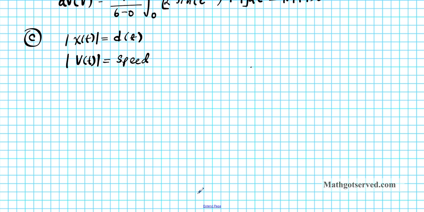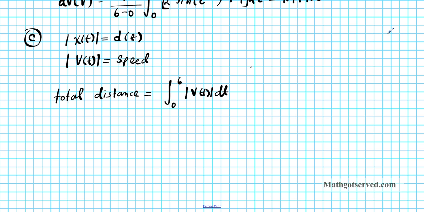Now, to find the total distance, we do not want the velocity having negative signs. Okay, the velocity should have positive signs. So we're going to compute the integral over the entire domain, 0 to 6, of the absolute value of the velocity function, v of t dt. This will help you determine the distance.